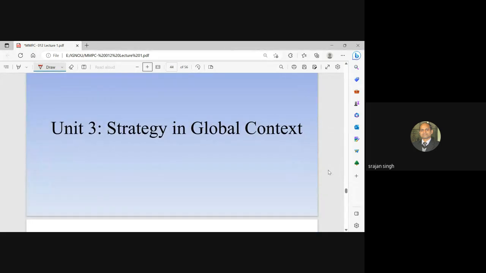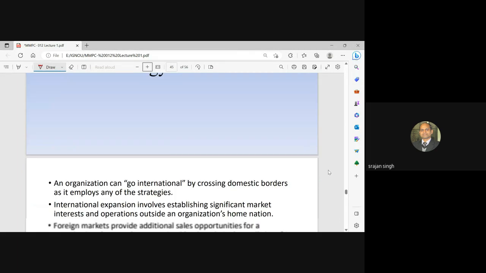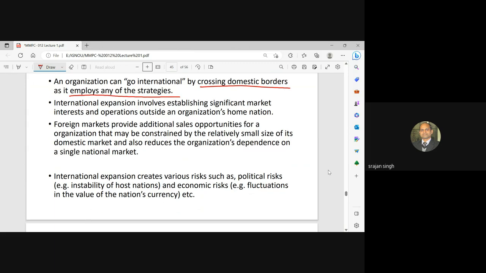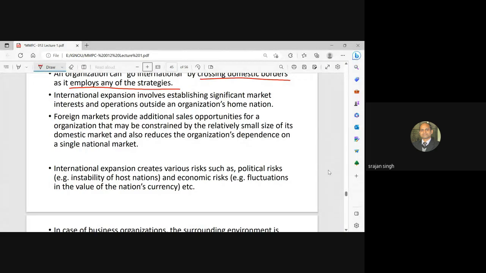Okay, next unit 3 is about strategy in a global context. So in this unit, we'll discuss strategy in terms of global or cross border strategies. An organization can go international by crossing domestic borders as it employs any of the strategies. Yes, we know by this time that it can be done. Next, international expansion involves establishing significant market interest and operations outside an organization's home nation. Means when a business operates outside its national boundaries, then obviously it is international or global business.